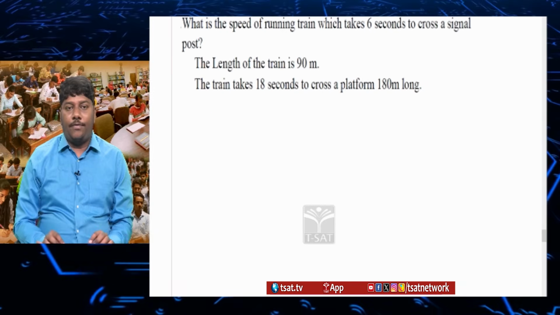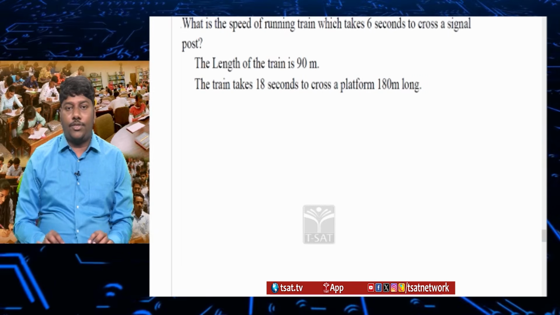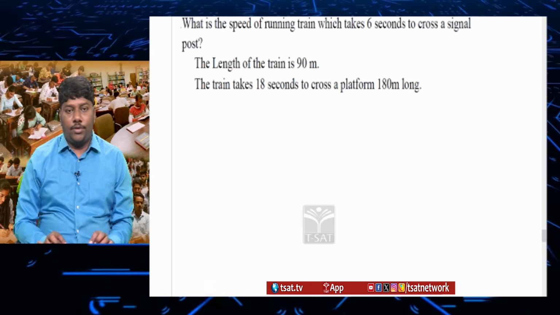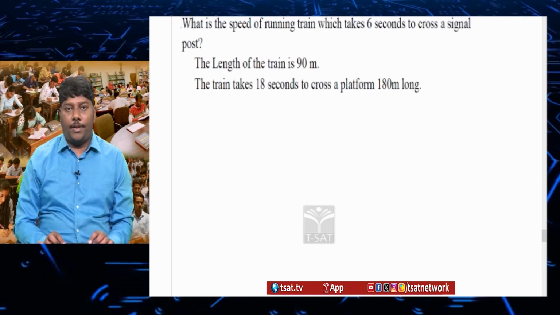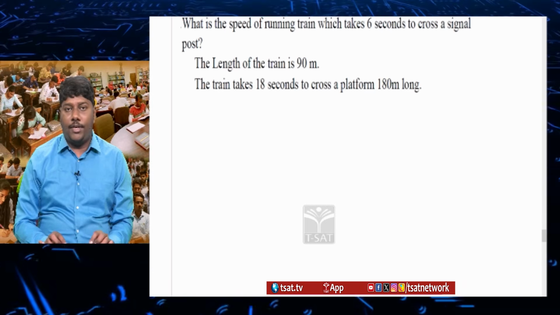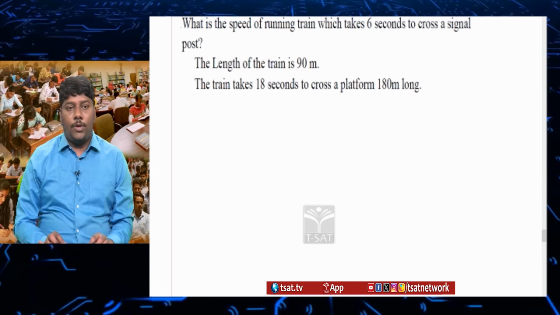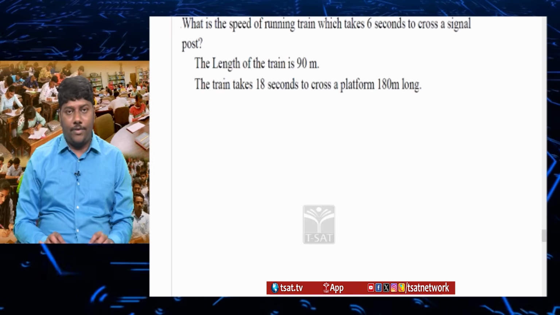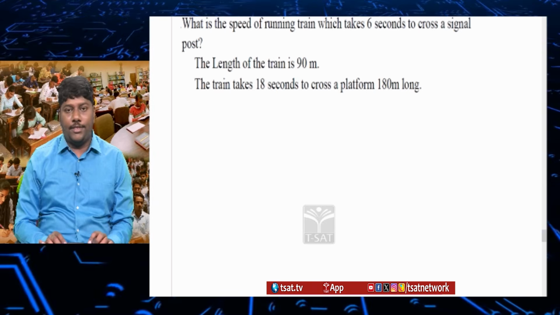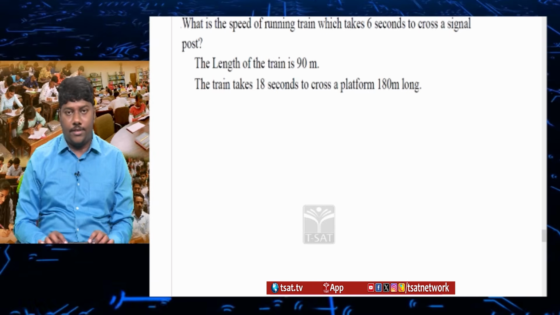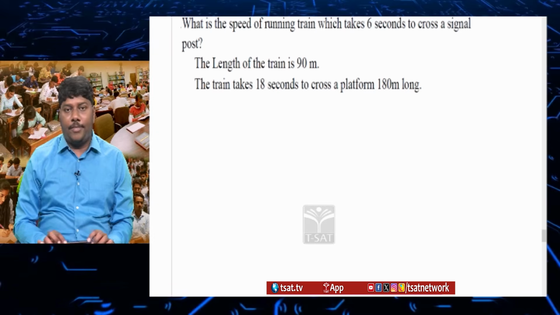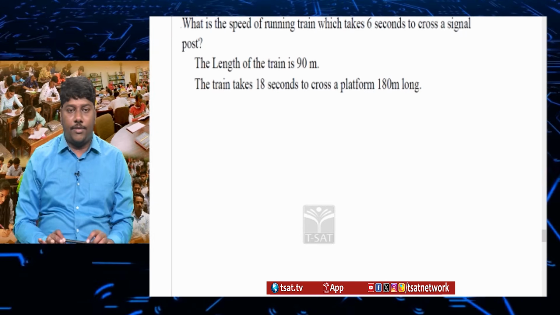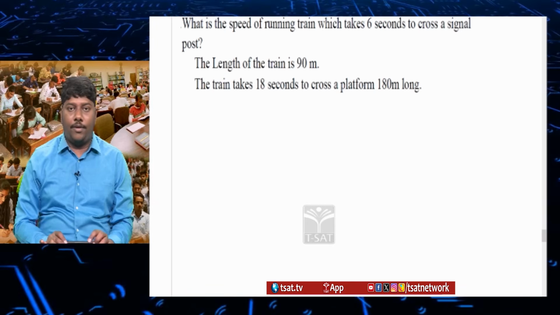What is the speed of running train which takes 6 seconds to cross the signal post? So it takes 6 seconds to cross a signal post. He is asking you the speed of train. Now you know the time, all you need to know is the length of train. Look at the statement 1, the length of the train is 90 meters. If the length of the train is 90 meters, it crosses a pole in 6 seconds, so you can say 90 by 6. So just by looking at 90 by 6, I can answer it. You don't need to even divide it. Okay. So our answer is 90 by 6. So by using statement 1, you can answer it.